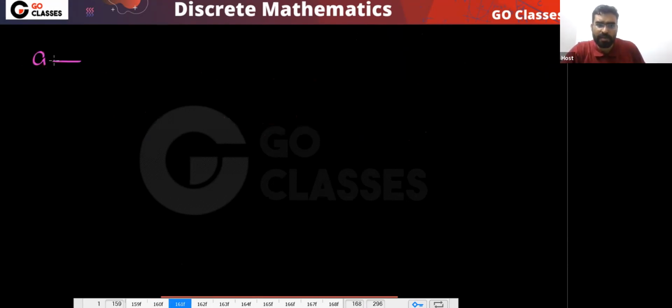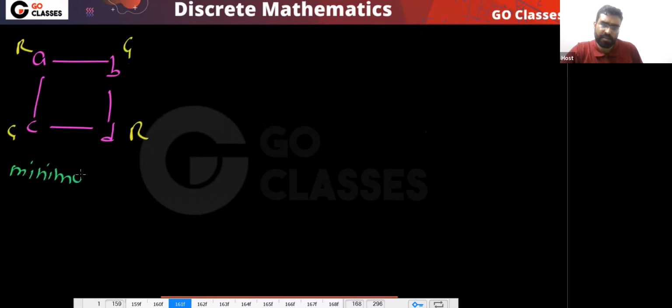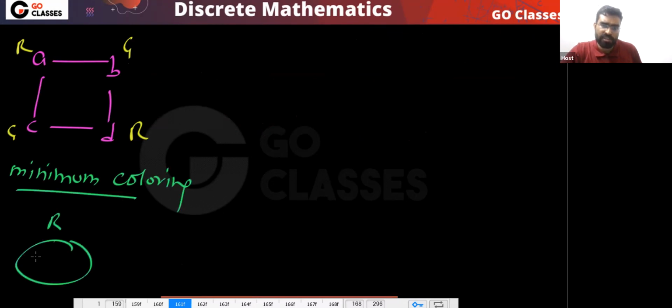See, if your coloring is minimum, A, B, C, D, like red, green, so here your coloring is minimum. Correct? Because this is a minimum coloring, you can notice these are the red vertices, A, D, and these are the green vertices, B, C.